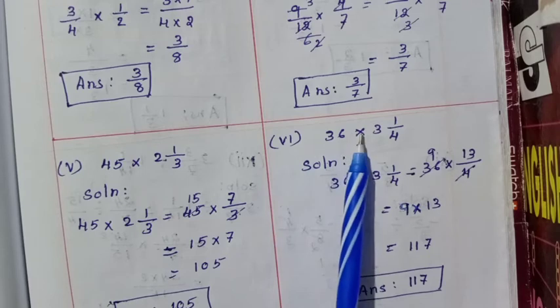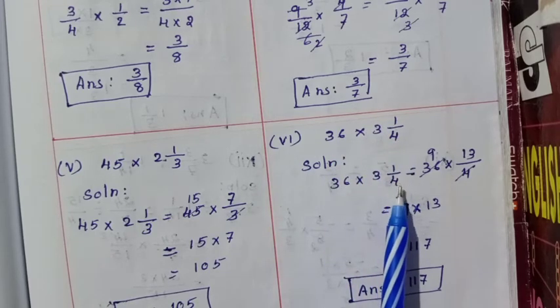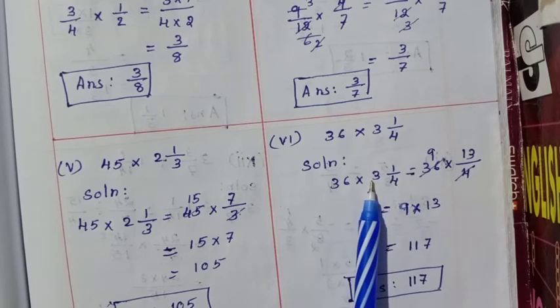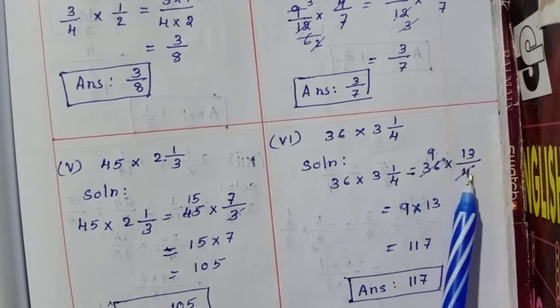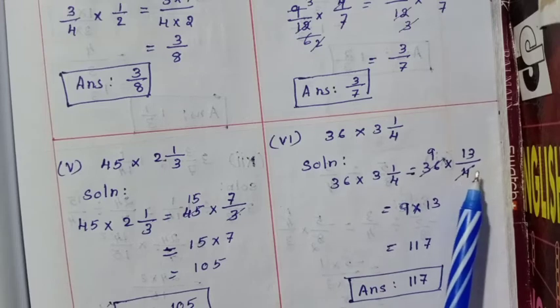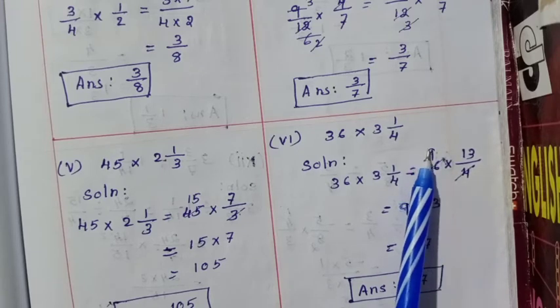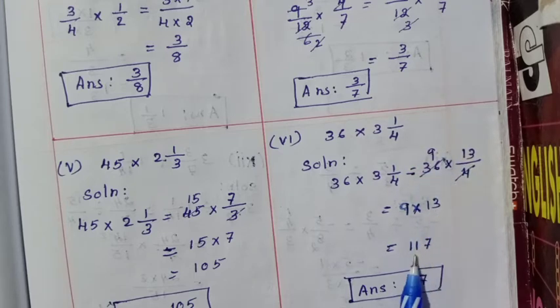Number 6. 36 into 3 1 by 4. First 3 1 by 4 we change. 4 into 3 is 12. 12 plus 1 is 13 by 4. 36 into 13 by 4. So we can divide 4 and 36. 4 how many times in 36? 9 times. So 9 into 13. 9 into 13, the answer is 117.